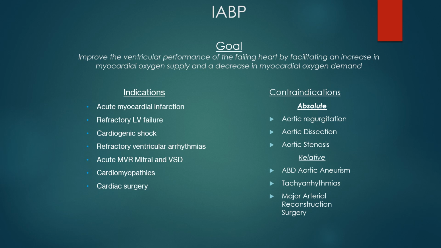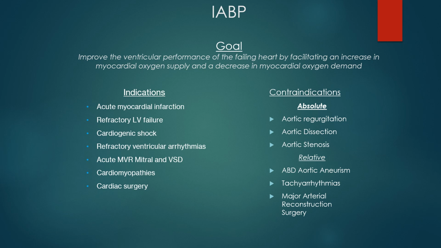Contraindications: aortic regurgitation, aortic dissection, stenosis. These you never want to use a balloon pump in. If you've got a dissection, you can totally rip that whole side off because you're inflating a balloon up in there. And conditions that need to be handled very cautiously are abdominal aortic aneurysms. You really don't want to use it in there. Tachycardic arrhythmias. If the heart beats too fast, that balloon pump is just not going to be effective at all.